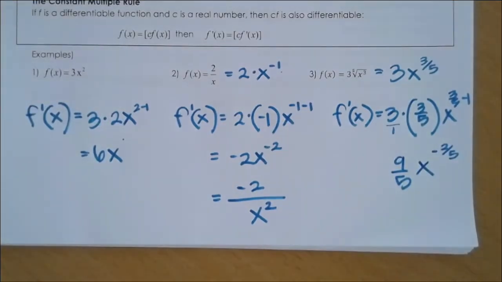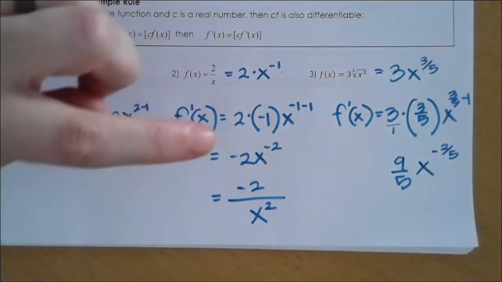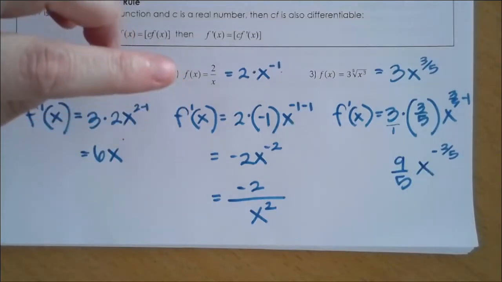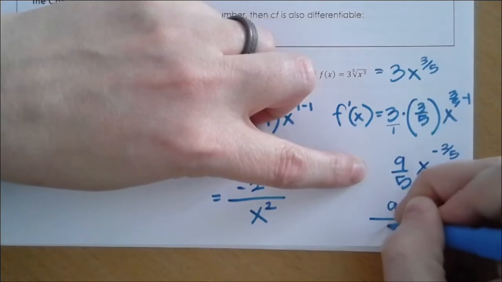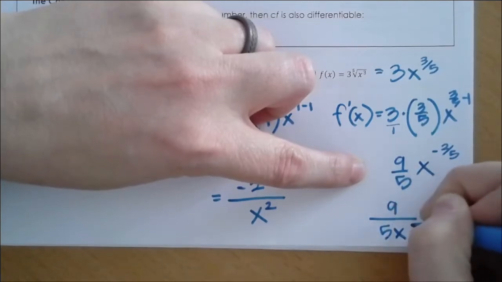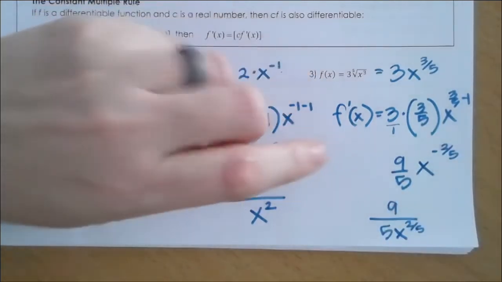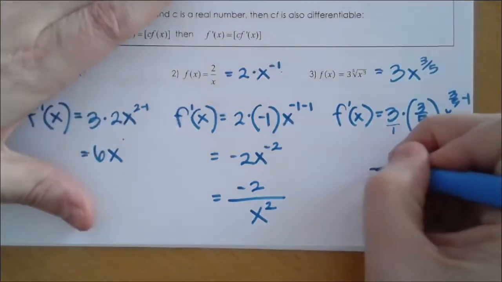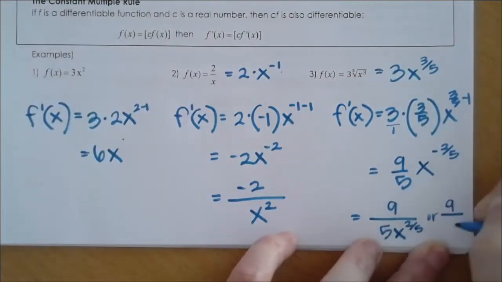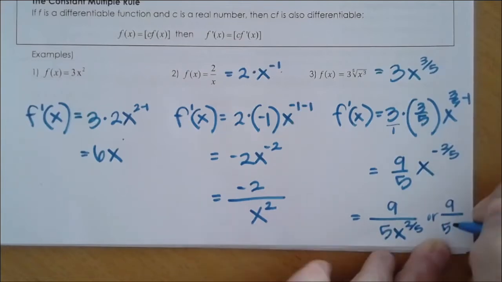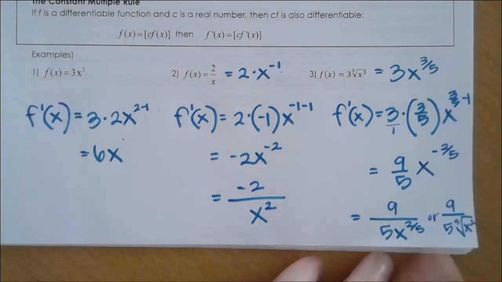I want to make sure that I don't have a negative exponent, so let's fix that. This x is going to come to the denominator with the 5, and it's now a positive 2/5. Or you could write it in the root form, which would look like this. 9 over 5, and then it's a 5th root of x squared, like that.